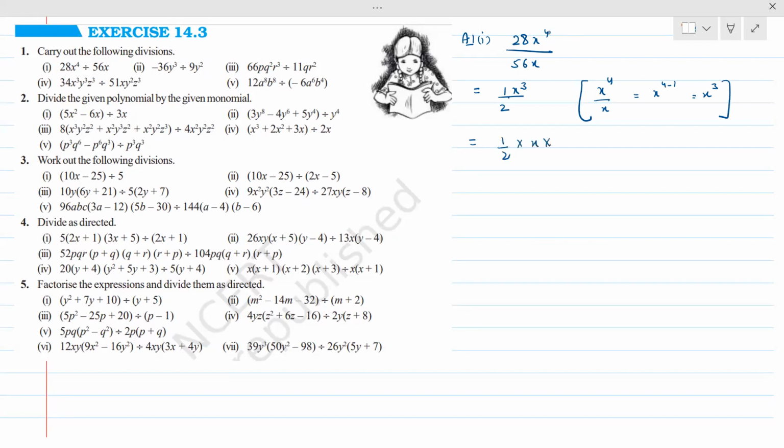Or you can do it like 1 by 2. You can write x into x into x into x, and the remaining x, like this, and then cut down, and then the answer will be 1 by 2 x cube. So you can do both ways. Okay, let's take the last part, fifth. 12a^8 b^8 divided by minus 6a to the power 6 b to the power 4. Now again we will first divide the numericals, which is minus 2. Now this is a to the power 8 divided by a to the power 6, which will be a to the power 2, into b to the power 4, because it is 8 minus 4, which is 4.